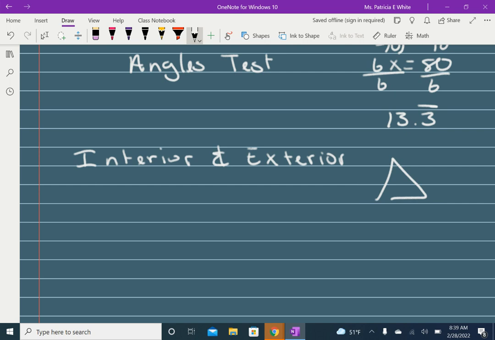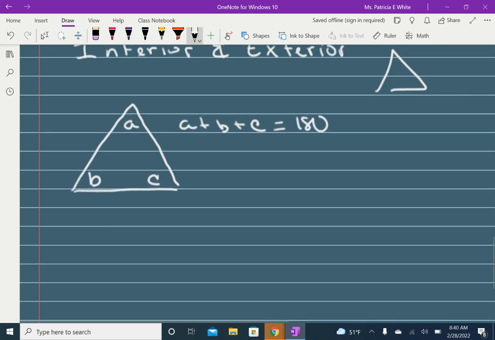Okay, I hope that went well. And we are going to now talk about the triangle. Remember, when I have a triangle, 3 angles, A plus B plus C equals 180, right?